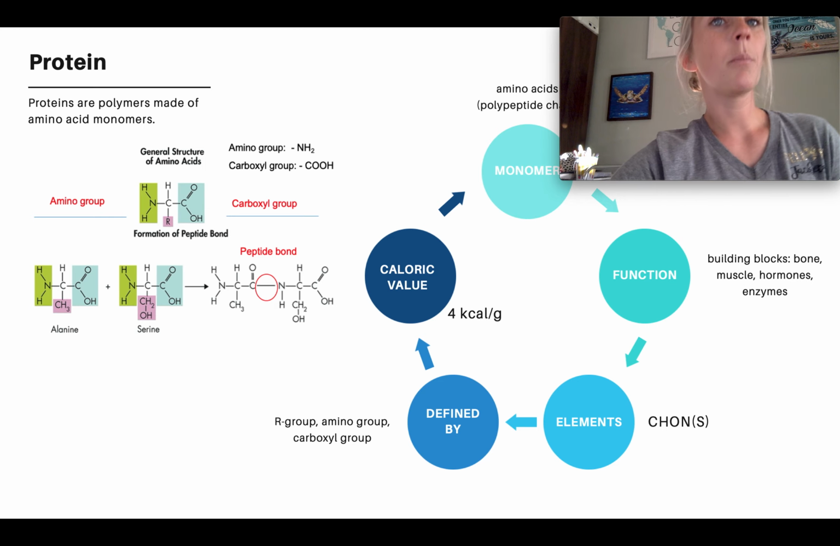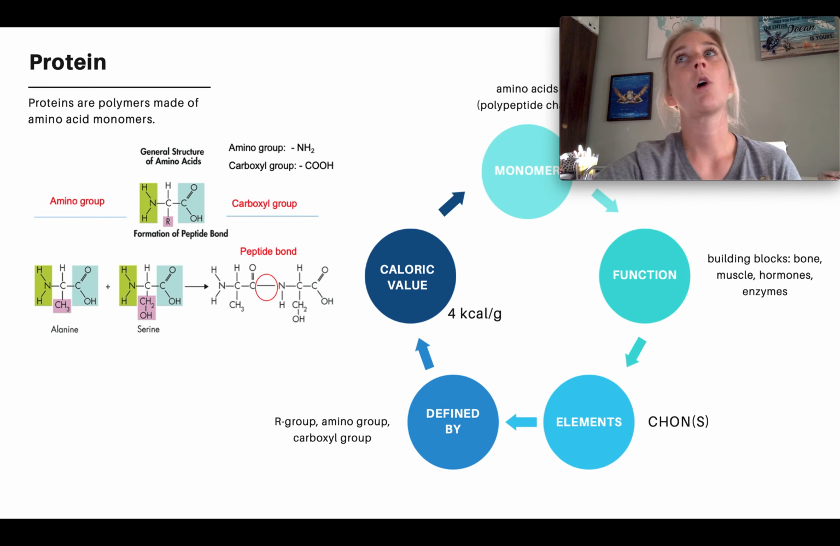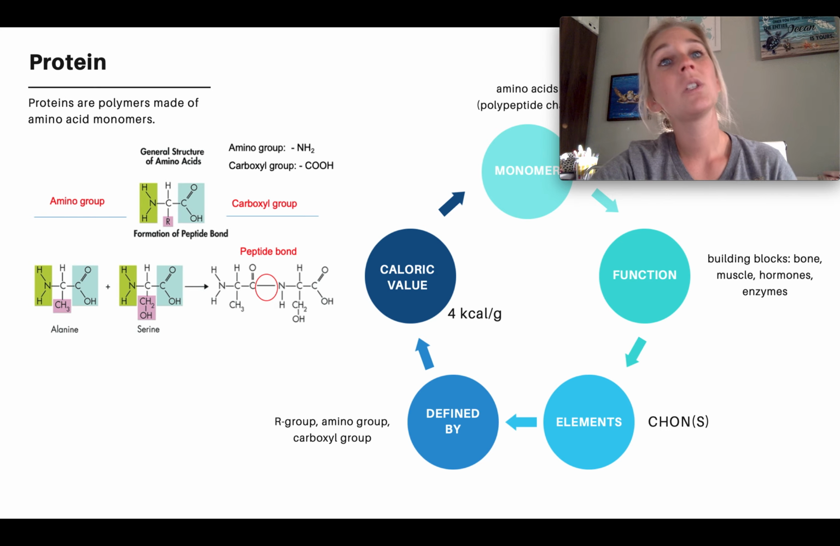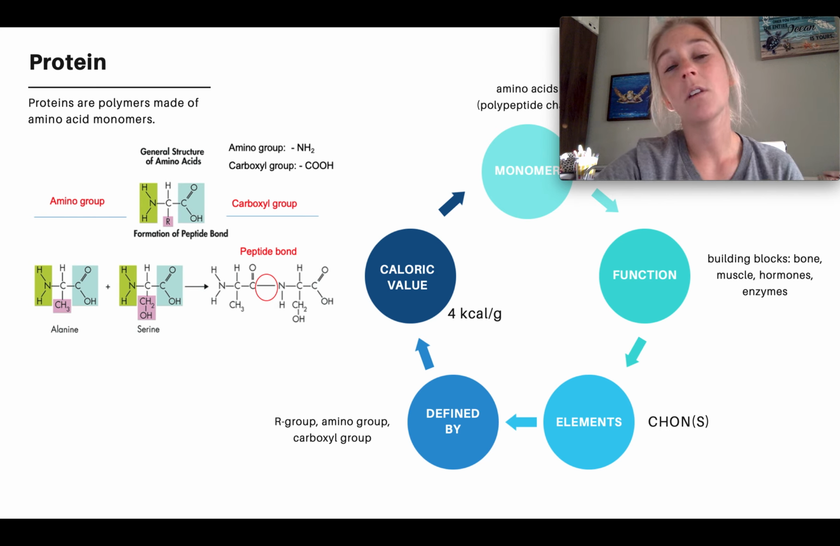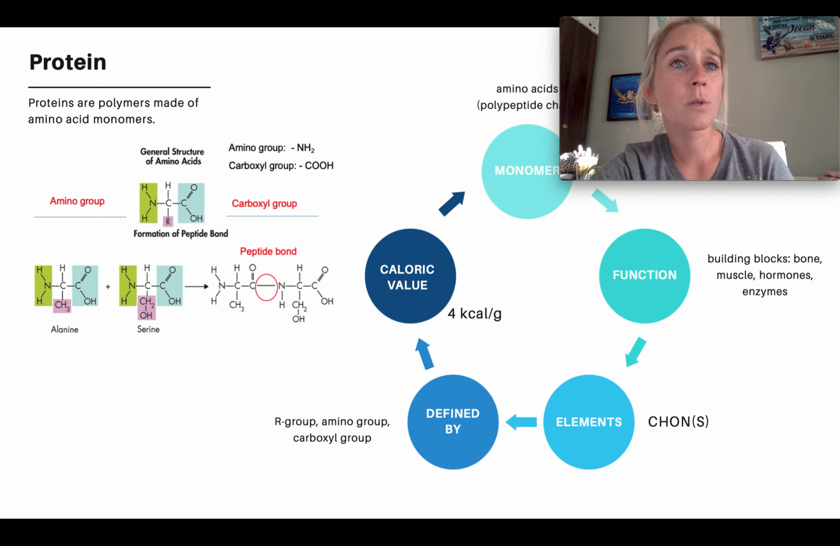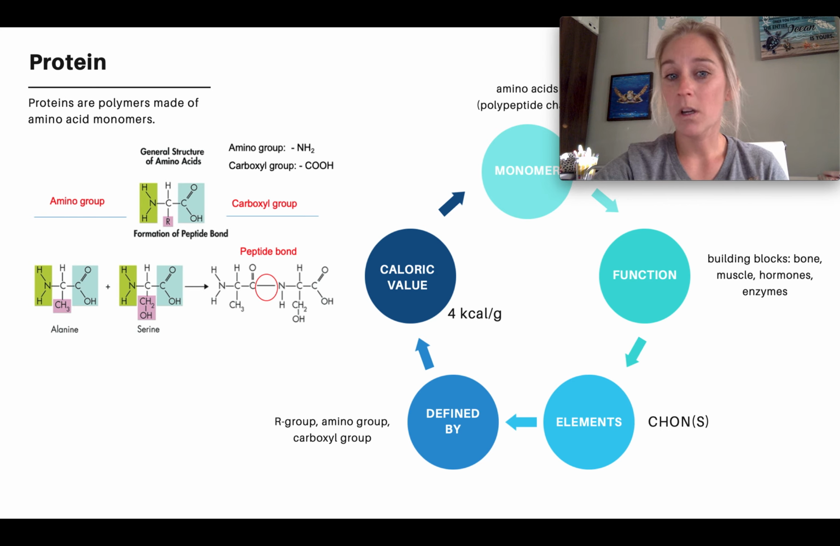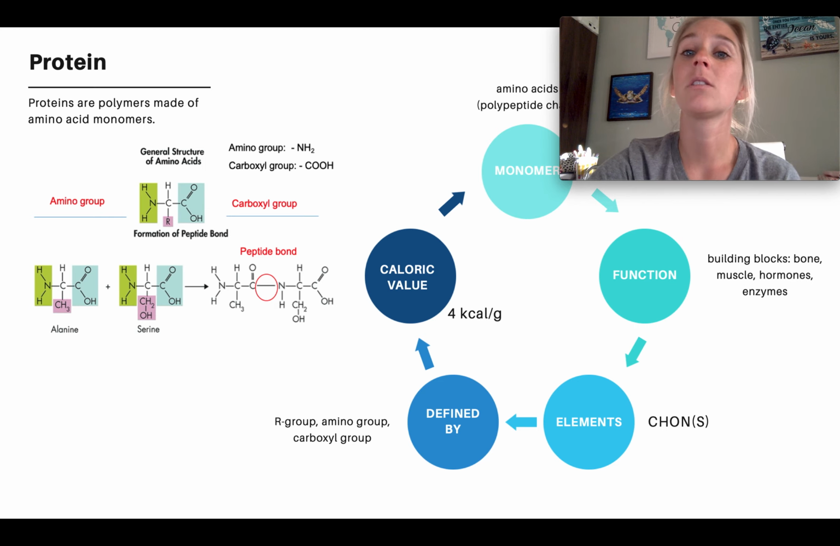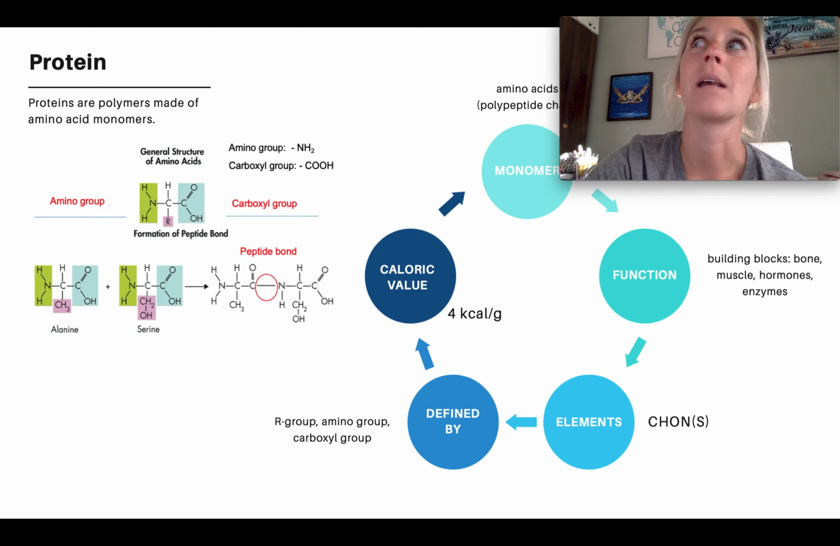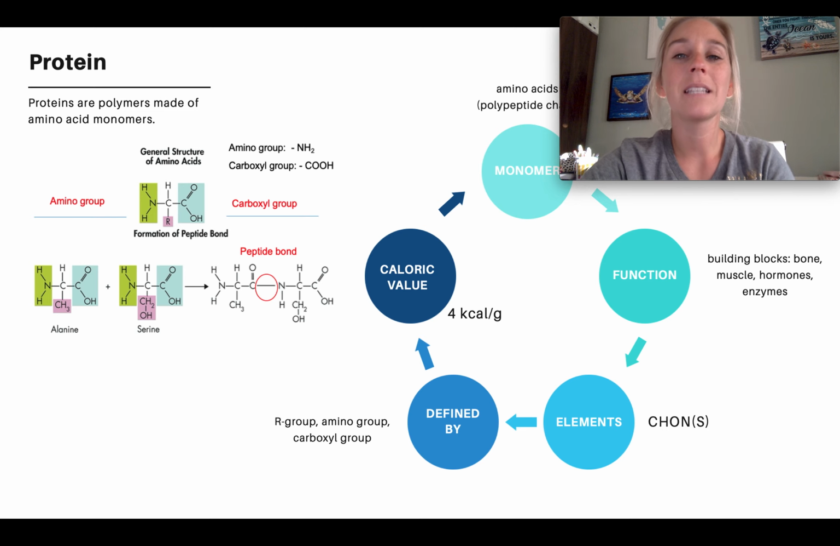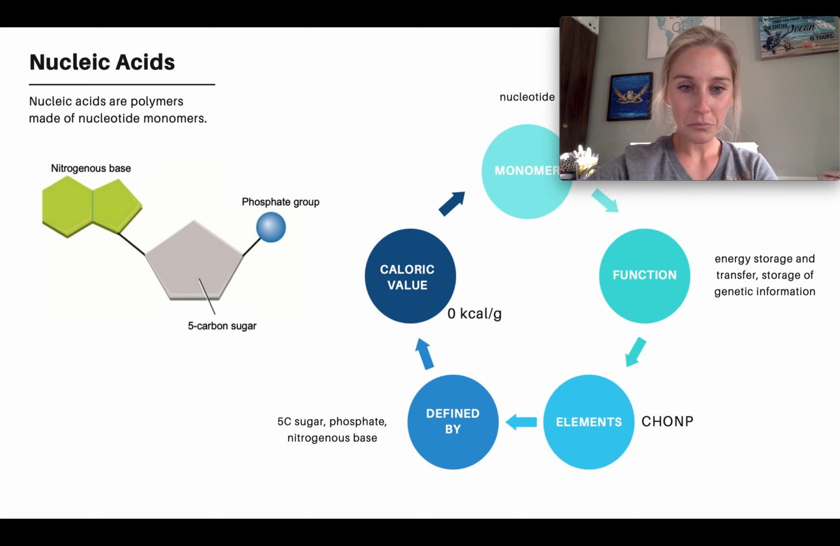Hormones coordinate your bodily activities. So, like insulin helps regulate the amount of sugar in your body. Contractile proteins help control movement, so proteins in your muscles. And then enzymatic proteins, these are your enzymes. We're going to talk about those in just a minute. Those help accelerate the speed of reactions. An example would be breaking down food in your digestive tract.